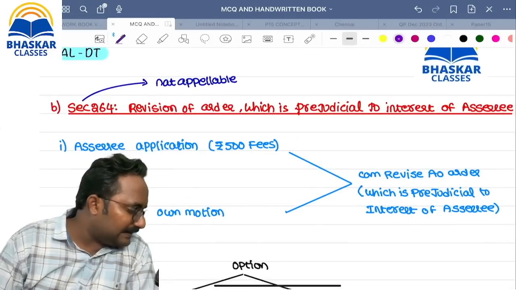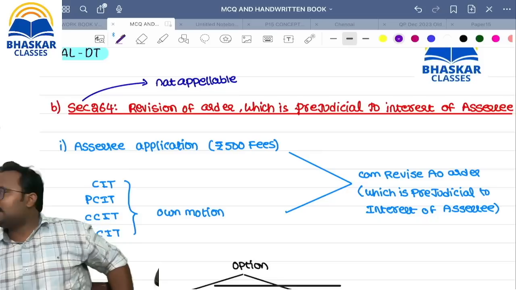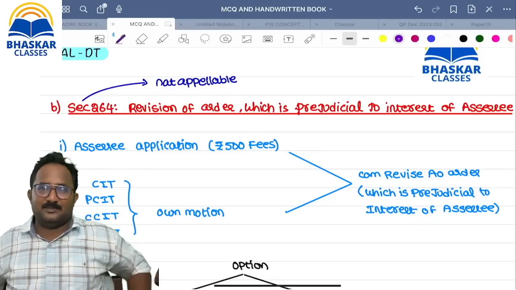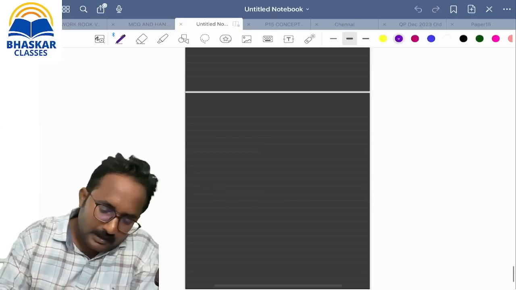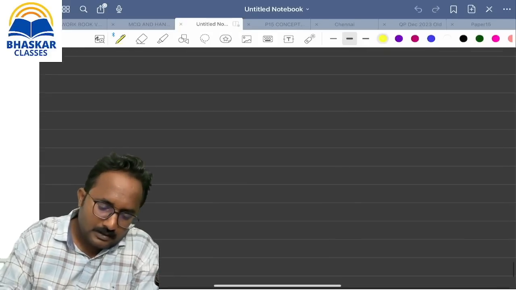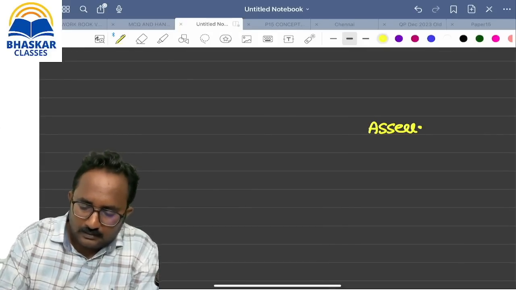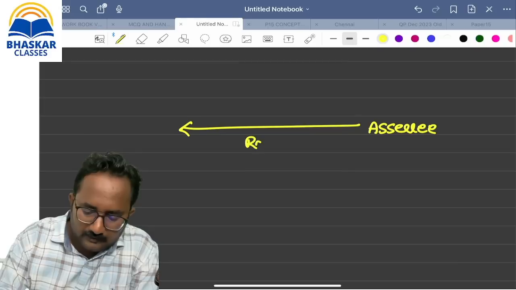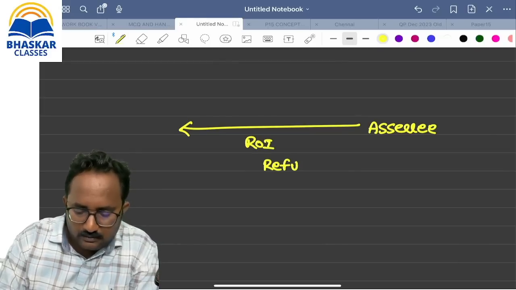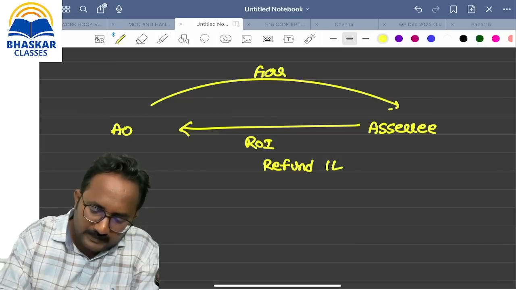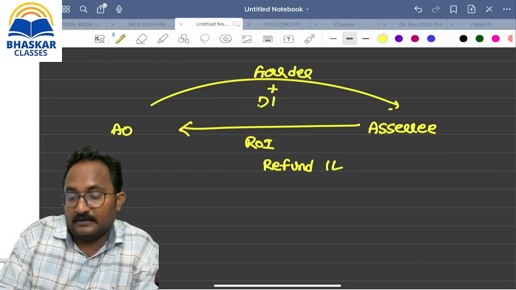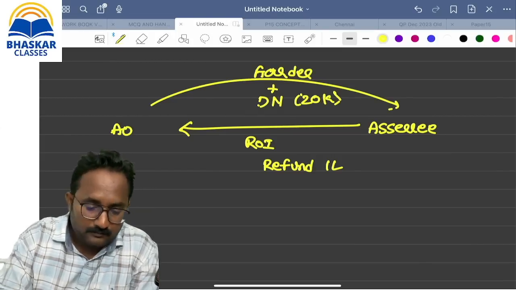So some comedy points are here. Listen carefully. Mostly these points are made comedy points only. Sir, actually, I am eligible for getting the refund. Yes, ma. SSC is eligible for refund. He filed the return of income with a refund of what, ma? 1 lakh. AO passed the assessment order, yes, ma, with a demand notice of what, ma? 20,000. Can you tell me?